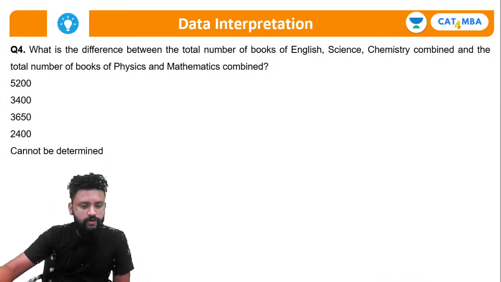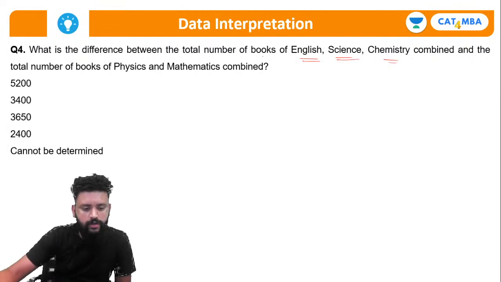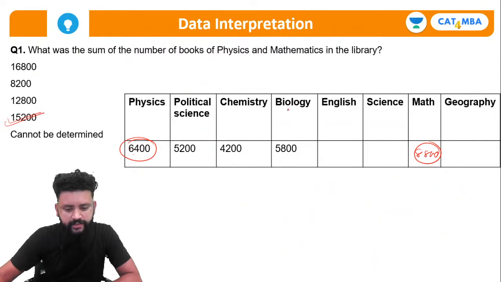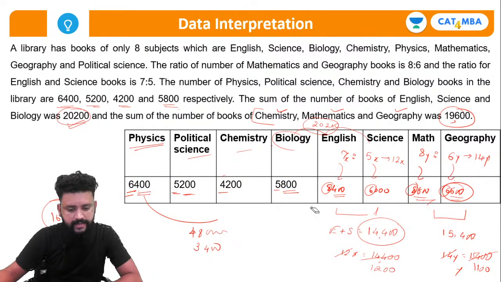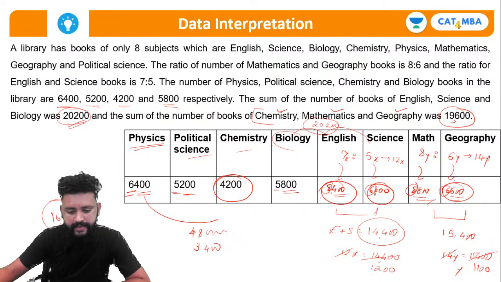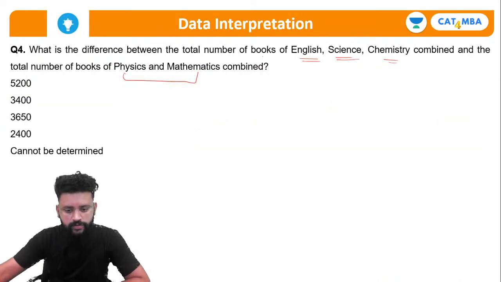Okay, the last one. What is the difference between the total number of books of English, Science, Chemistry combined and the total number of books of Physics and Mathematics? English, Science, Chemistry, you need to add English, Science and Chemistry. So let's add it. English and Science and Chemistry. It is 4,000, 8,000 is 12,000, 18,000 हो रहा है, 18,600 guys. So this comes to be 18,600.